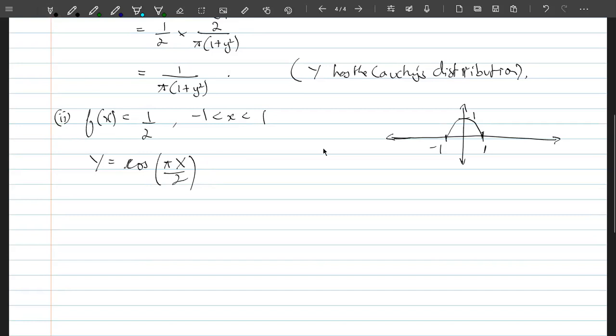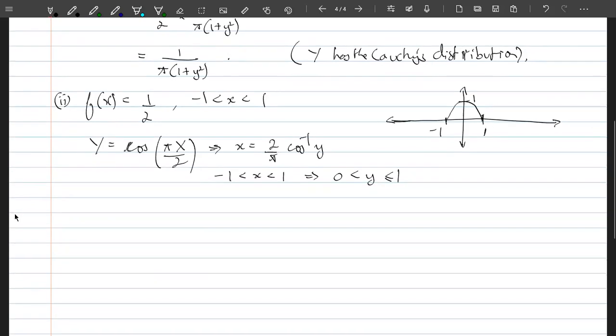Okay. So here we have x is equal to 2 by pi cos inverse of y, and as x goes from -1 to 1, y will go from 0 to 1 and back to 0. So actually y lies between 0 and 1. Again, you can include the equal to or not. It's continuous, so it doesn't matter.